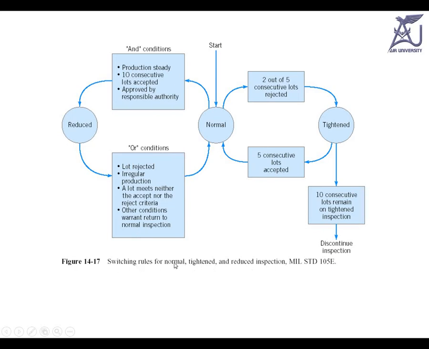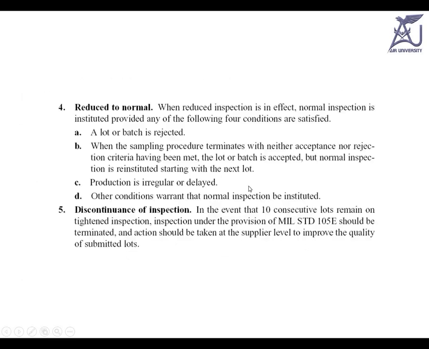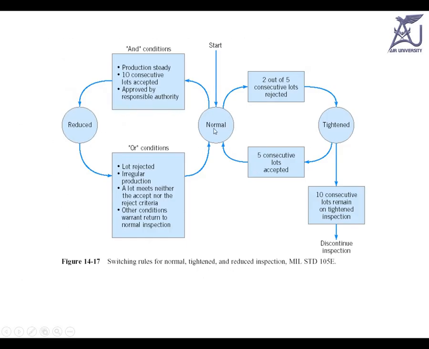As we discussed, normally we start with the normal inspection, and as I discussed earlier, you start with the normal and you start with level 2. Level 2 is this one now. Look up these letters which are coming in front of the lot sizes, and suppose you go for the normal inspection, and you want to see whether you should continue with the normal or you should go for the tightened one now.